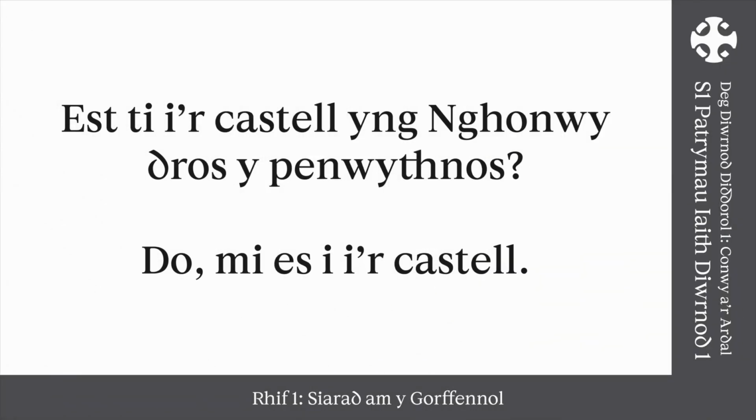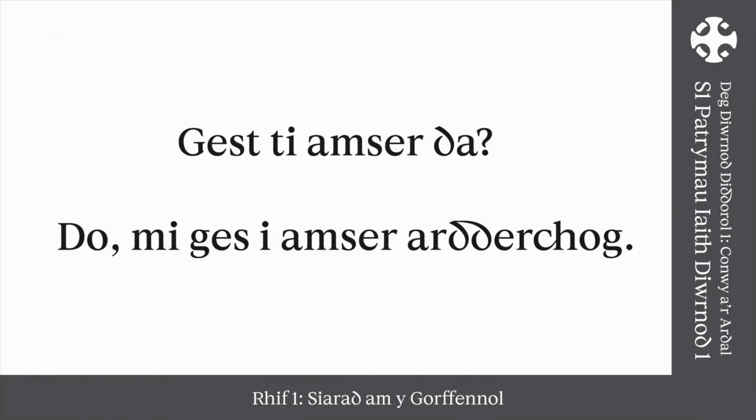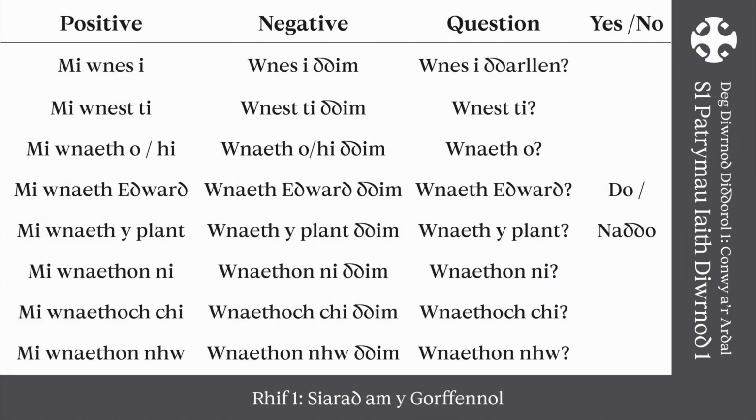Es di i'r castell yng Nghonwy dros y penwythnos? Do, mi es i i'r castell. Wnes ti weld y ddraig yn y fynedfa? Naddo, nes i ddim gweld y ddraig. Ges ti amser da? Do, mi ges i amser ardderchog. Here are the full patterns for gwneud, mynd, and cael in the past tense.